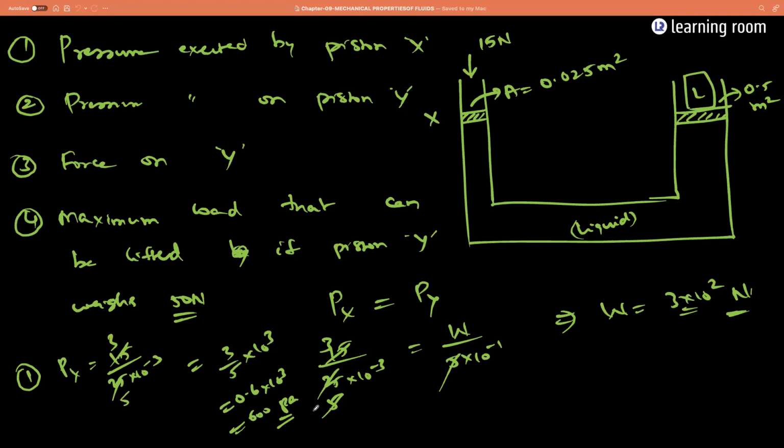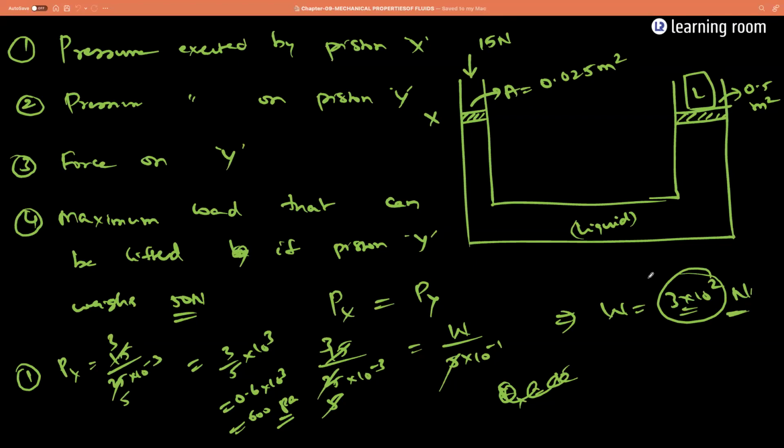Right. So what about the force? Fx they have already given. What are they asking? The force exerted on Y. Then we calculated, no? 300 Newton. That is the weight. Right, 300 Newton. Now read the last question carefully.